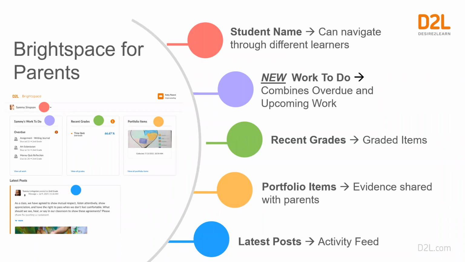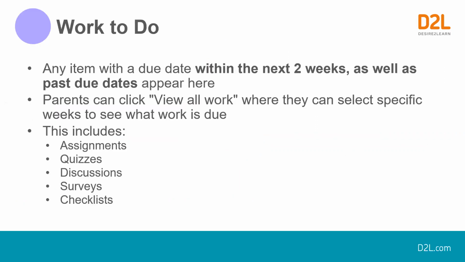So you can see the student name at the top there, the new work to do widget, the recent grades, the portfolio items, and the latest posts. Beginning with work to do, this will show any item with a due date coming up in the next 2 weeks, as well as any due date that's passed that the student hasn't submitted anything to yet. We'll see this in the next slide, but parents can click view all work. They can select specific weeks. They can look ahead in the course. And this applies to assignments, quizzes, discussions, surveys, and checklists.